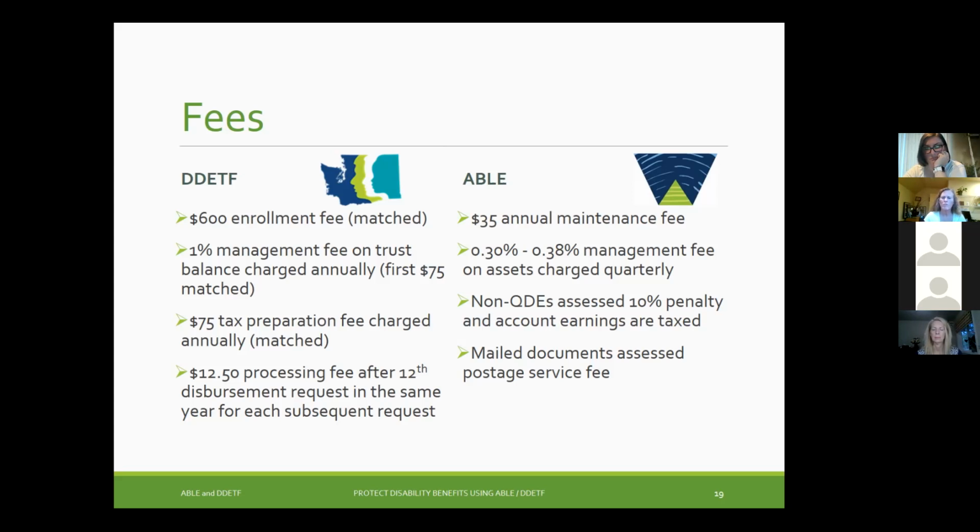And since this is an online program, a very modern program, anything done by mail, such as statements, return checks, things like that, there's a fee with that as well. Just the non-QDEs, one of the best examples of a non-qualified disability expenditure is going to the casino, taking your money out of your ABLE account, and taking that $100 to go gamble with. Gambling is not one of those allowable activities, so that would fall into the non-QDEs and therefore get penalties and taxes.